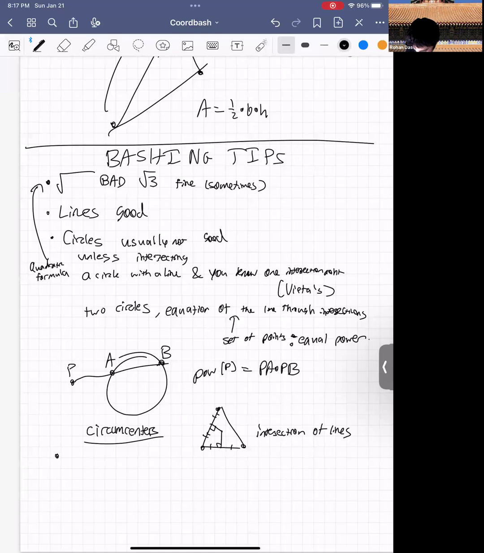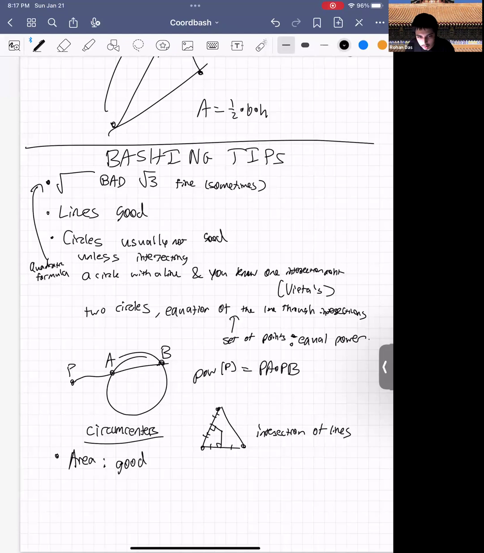Coordinates are also good for area because of the shoelace theorem and shoelace formula, and that maintains the rationality of whatever you are finding. In general, a rule of thumb is that you want to work with rational things because otherwise it's just too hard to compute.